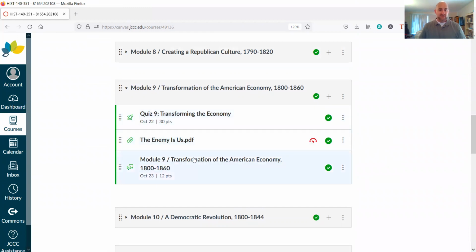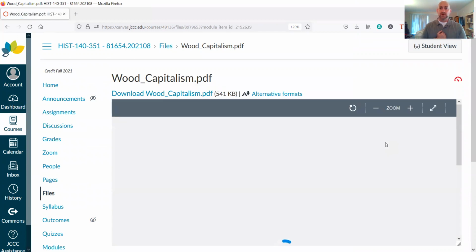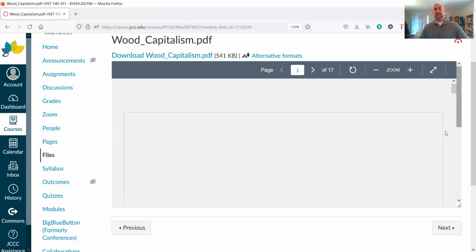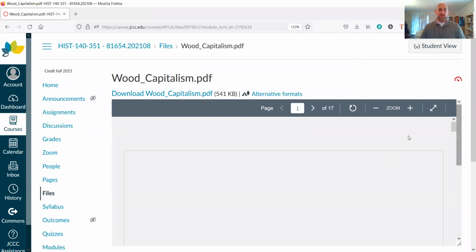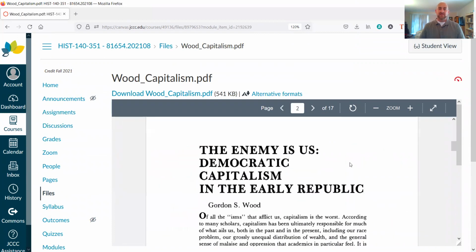And so besides the stuff in the Major Problems book and the textbook, I also assigned to you an academic article by one of the great historians of the late 20th century, Gordon Wood, one of the great ones of the last 50 years. I actually met Gordon Wood once at a conference. Anyway, this is his work, which is called The Enemy is Us, Democratic Capitalism in the Early Republic.